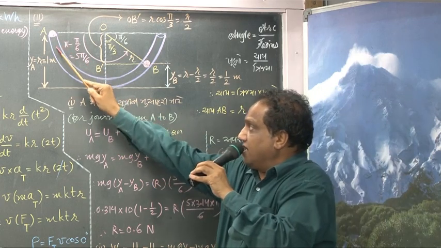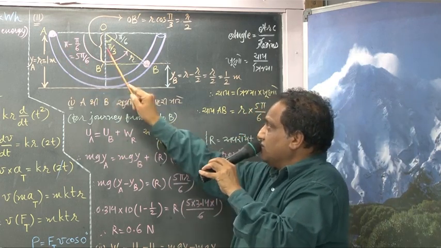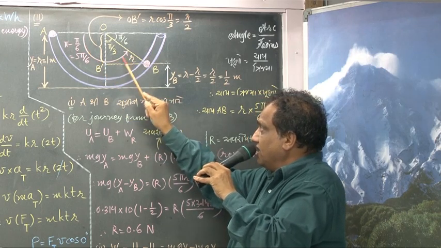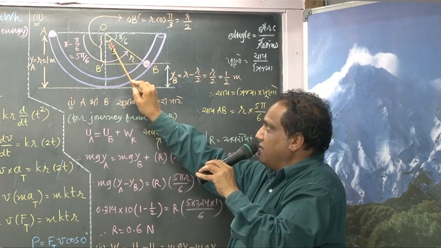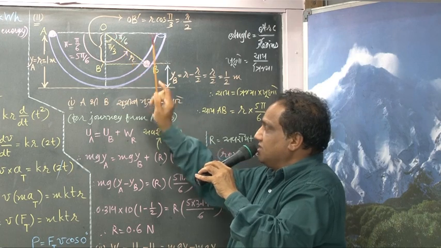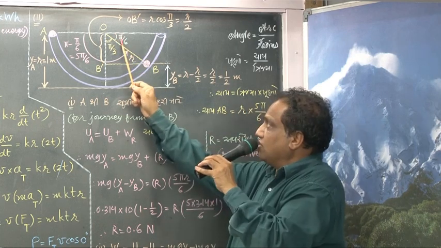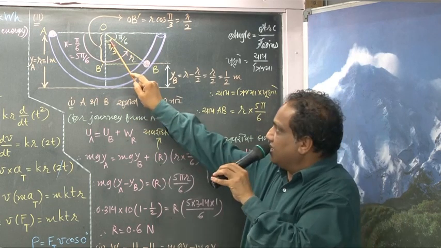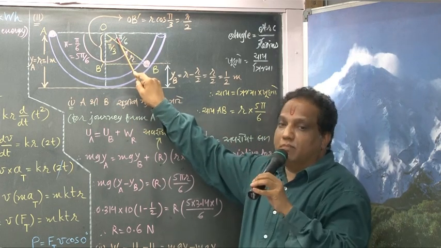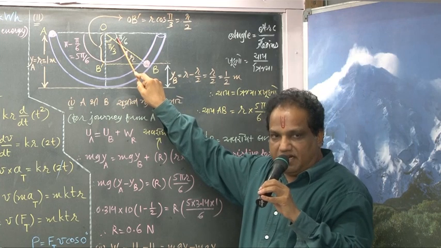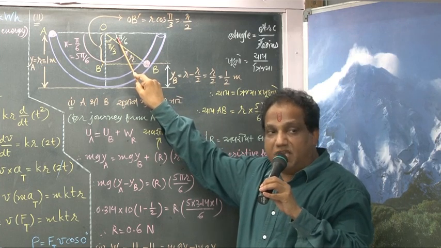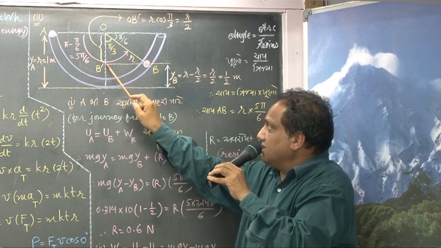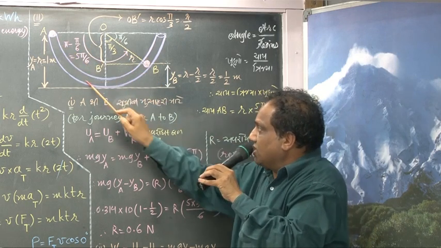For this much arc, the corresponding angle is this. And how to get this angle I am showing you. If this is pi by 3, this has to be pi by 6, because the addition of these two is pi by 2. So if this is pi by 3, this must be pi by 6. But now I want this angle. So it is this angle in total.